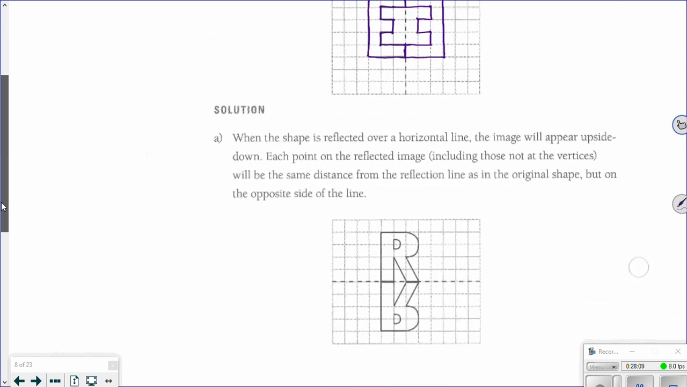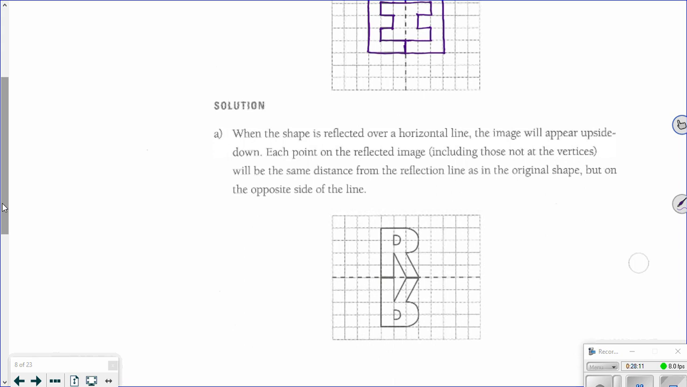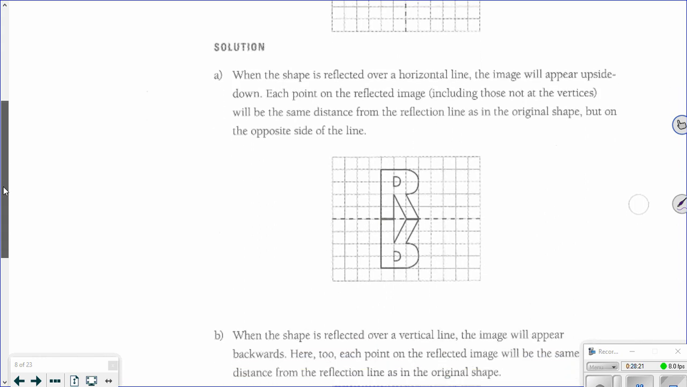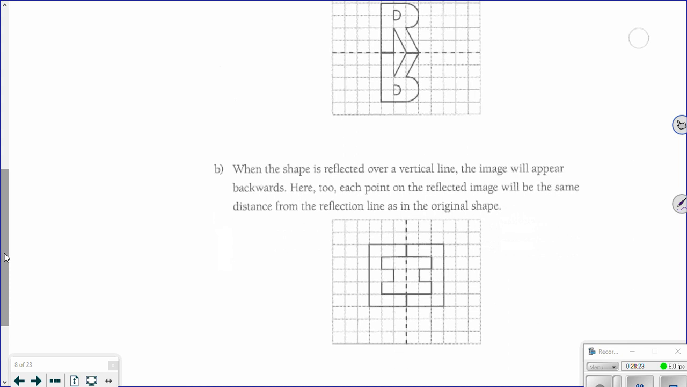Okay, so here it says when a shape is reflected over a horizontal line, the image will appear upside down. Each point of the reflected image will be the same distance from the reflection line as in the original. So theirs is prettier than mine. I'm sure yours is as well. And then if you reflect over a vertical line, the image will appear backwards. So here too, each point on the reflected image will be the same distance from the reflection line as in the original. So the E, when you flip it over, becomes a 3 on the other side.